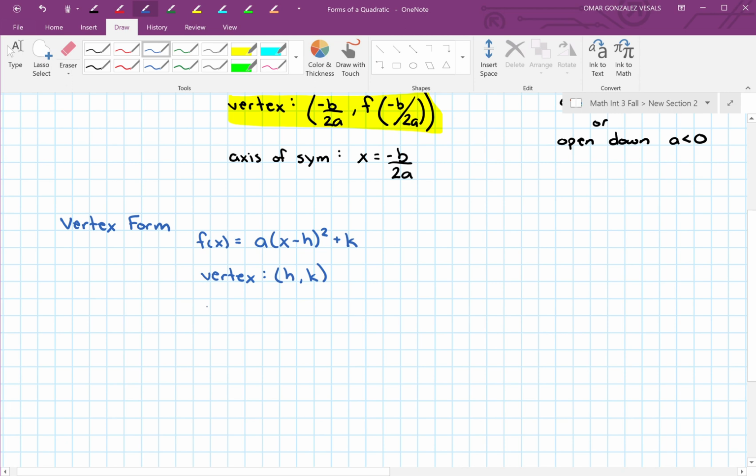You can still find concavity. If a is greater than 0, it opens up. If a is less than 0, it opens down. Unfortunately, that's the only thing you can find with vertex form. Your vertex and which way it opens.